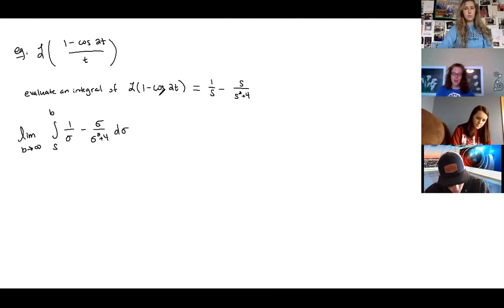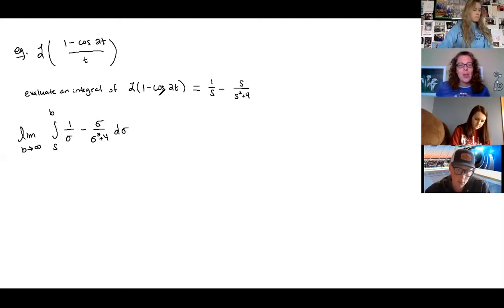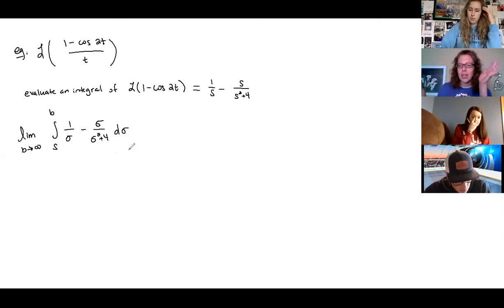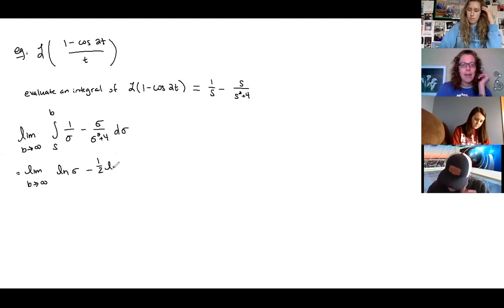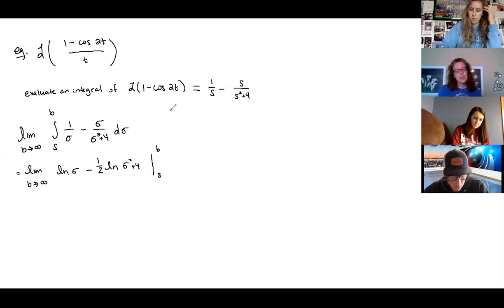If nothing else, I'm teaching you how to write Greek letters here. These are both going to be logs. I'm skipping the details of the u substitution. Write them out yourself by hand or look in my notes if you need to. We've got a limit as b goes to infinity, natural log of sigma minus 1/2 natural log of sigma squared plus 4 evaluated from s to b.